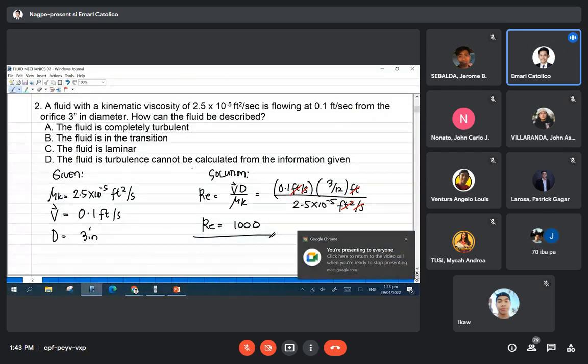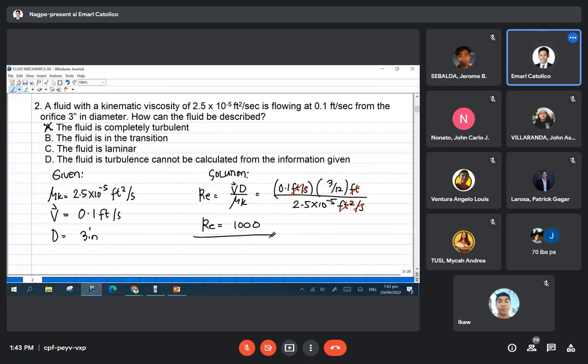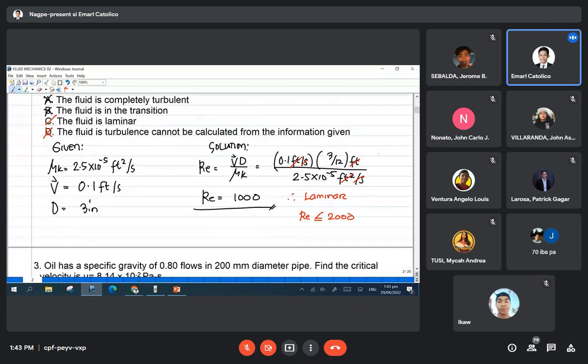letter A is not it, because the flow is not turbulent. Letter B, it is also not transition. So either letter C or letter D. Letter D says the fluid turbulence cannot be calculated from the information given. So that is wrong. The correct answer is letter C, the fluid is laminar.